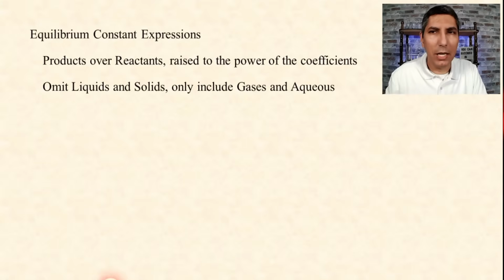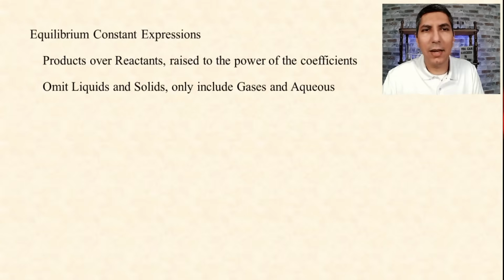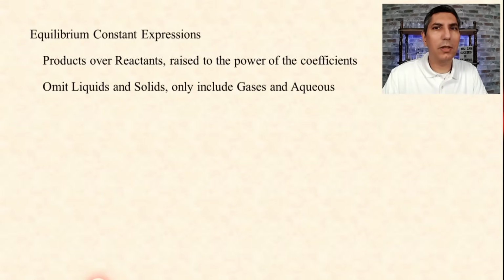Let's say we have equilibrium. Let's go on to unit 7 here, which is equilibrium. And a very important skill, a very fundamental skill actually, is being able to write equilibrium constant expressions for pretty much any reaction. And remember, it's written by taking products over reactants raised to the power of the coefficients. And you're going to want to omit any liquids or solids that are given to you in the problem. You only have gases and aqueous substances in the expression.